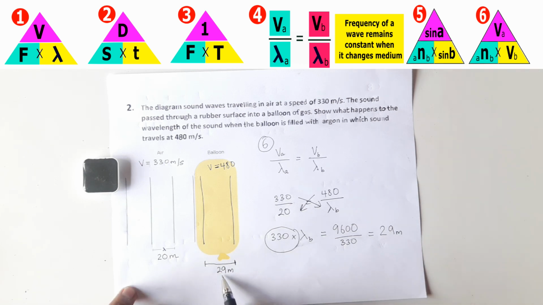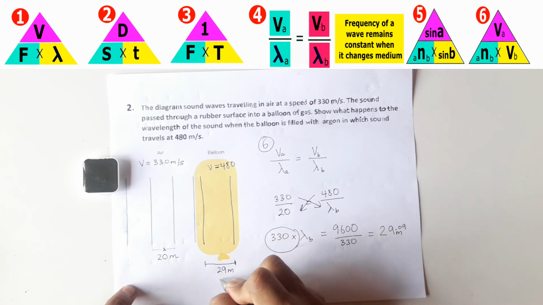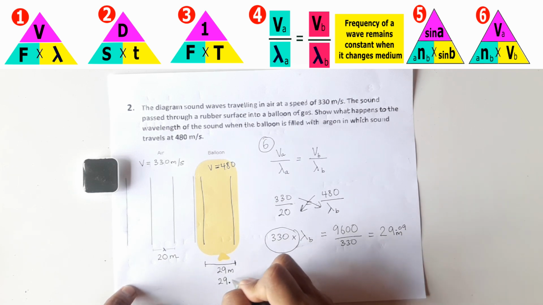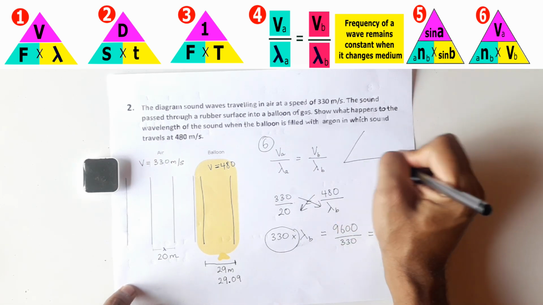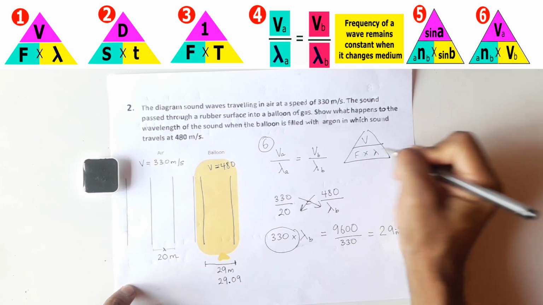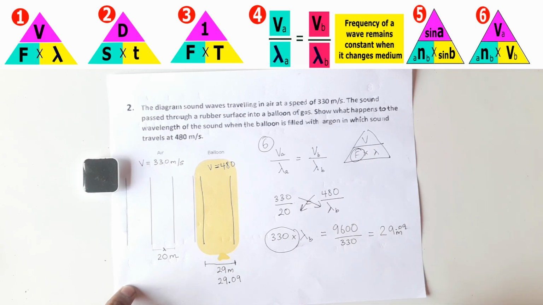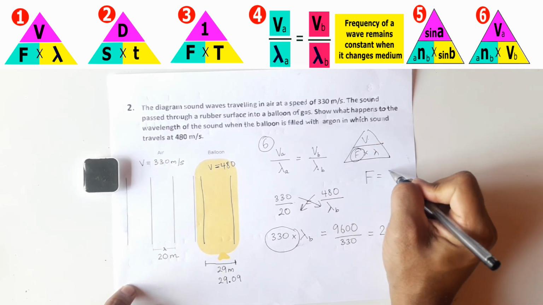If the velocity were to get larger, you can expect the wavelength to also be larger, right? Now remember, this was a rounded off value. It was 29.09. So if you wanted to be super accurate, 29.09. And we can actually test to see if this answer is correct. If we use Formula 1, velocity is frequency multiplied by wavelength. How do you calculate frequency? Frequency is velocity divided by wavelength.